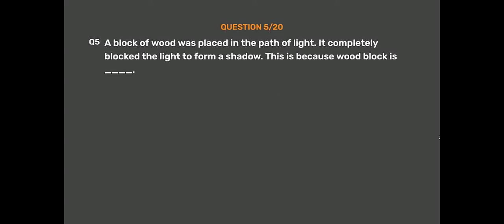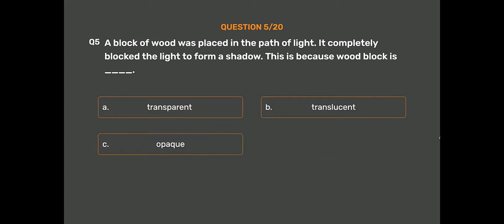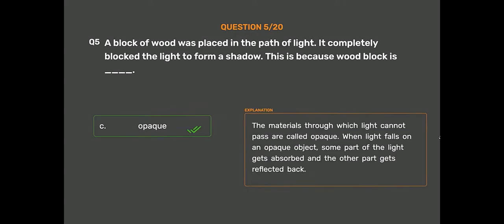Question number 5. A block of wood was placed in the path of light. It completely blocked the light to form a shadow. This is because the wood block is blank. Option A. Transparent. Option B. Translucent. Option C. Opaque. Option D. Conductor. The correct answer is option C. Opaque. The materials through which light cannot pass are called opaque. When light falls on an opaque object, some part of the light gets absorbed and the other part gets reflected back.